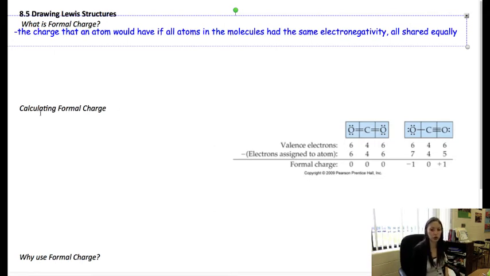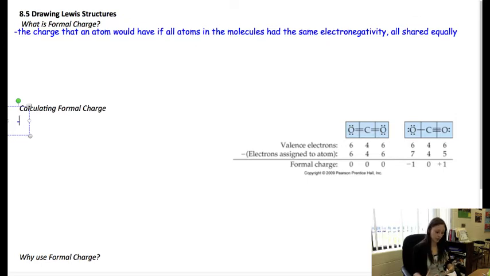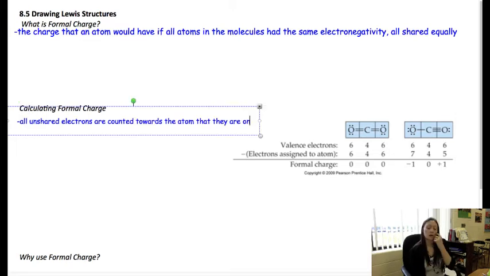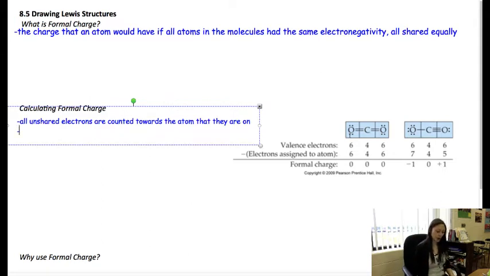When we calculate a formal charge, since everything is shared, that means that all unshared electrons are counted towards the atom that they are on. So for instance, if you look to the right here, this oxygen has 2 unshared pairs. So those 4 get counted just for that oxygen. It has 4 around it that are not shared with anything else. When we look at these shared pairs, those are shared, and we're going to say they're shared equally, so we're going to count them in half. So a half are counted to one atom, the other half are counted to the other atom that it is bonded to.